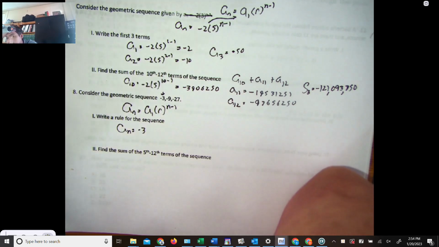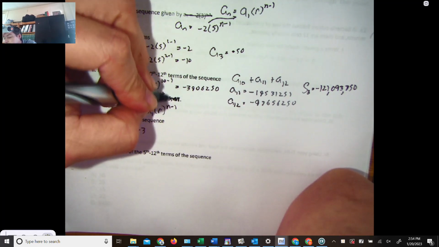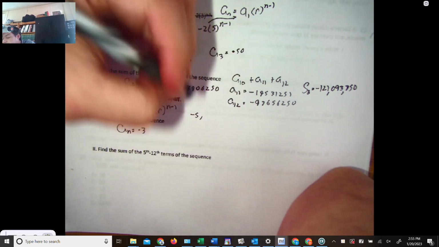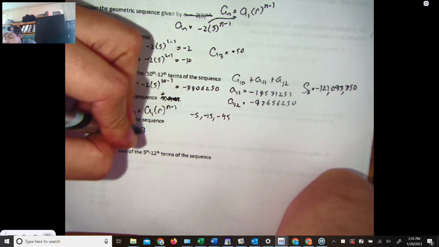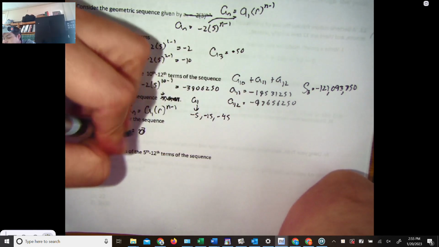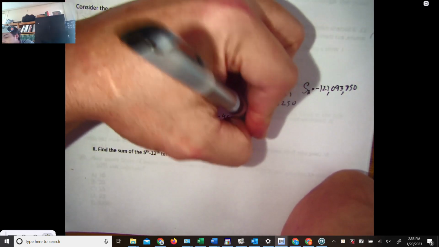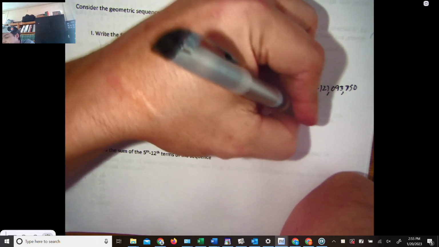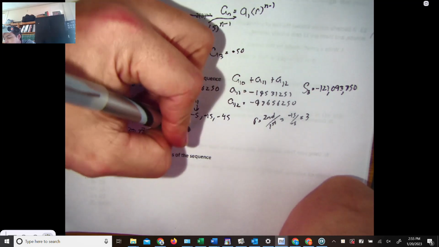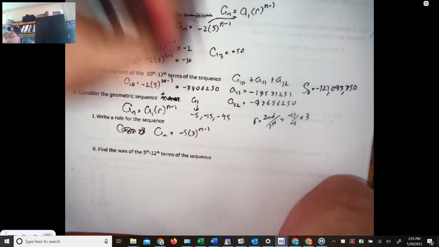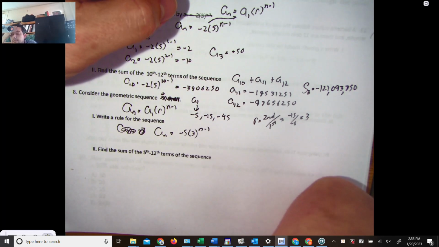Almost did your problem for you. There we go. This is the first term. Now r is found by taking the second term and placing it over the first. And you get 3. So this r is a 3, and the exponent is n minus 1. There's your rule. Number 2, find the sum of the 5th through the 12th terms.